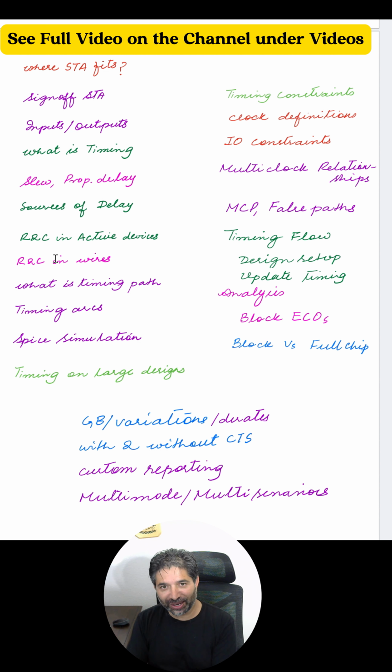And after that, in the flow, we will look into ECO flows. ECO flows are very critical toward the last stages of fixing hold, fixing setup, fixing transition and gap. We'll talk about those. What is the difference between a block-level flow and a full-chip timing flow? What are the key differences between them? Then within the timing flows, there are certain important concepts.